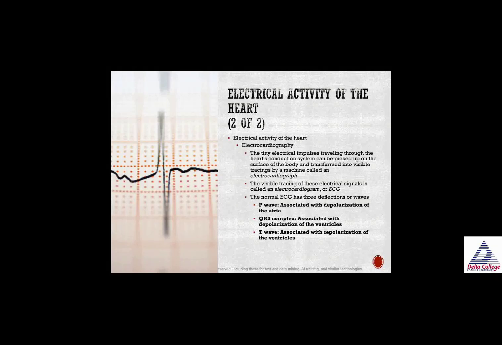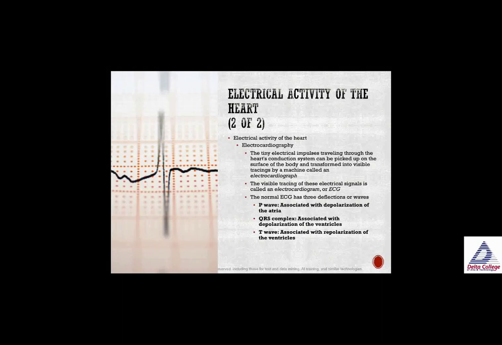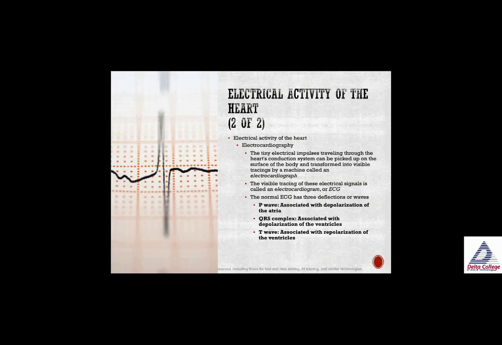Now, the normal ECG has 3 deflections or waves, and you have to know these. The first one, if you look to the left at my image, you'll see there's a little lump in that first little square. That would be the P wave. This is associated with depolarization of the atria.